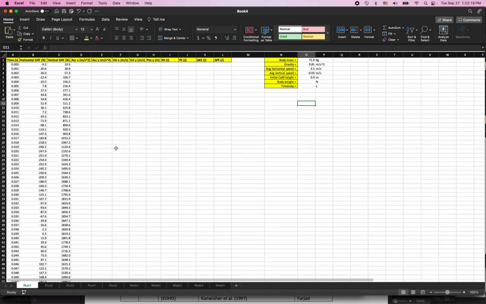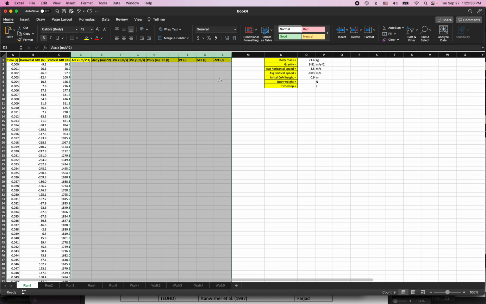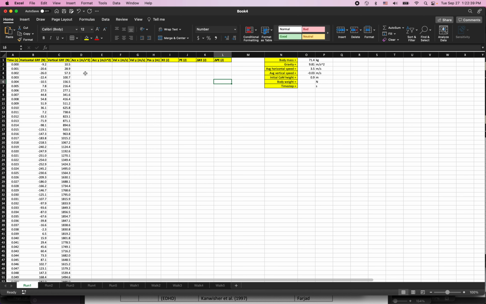Each one of them will look like this. You'll have 3 columns of data: a column for the time, a column for the horizontal ground reaction force, or GRF, and a column for the vertical ground reaction force. So those will have data filled in there. These other empty columns, D through L, will be blank, and those are the ones where you'll want to enter formulas to calculate those data. So you're given the time and the ground reaction forces, and you're going to calculate the kinematics and the mechanical energies of the center of mass.